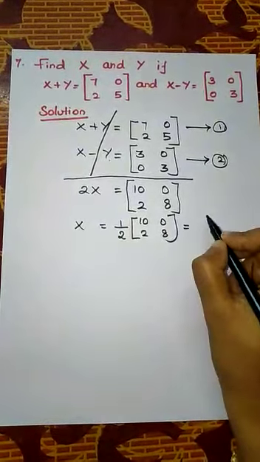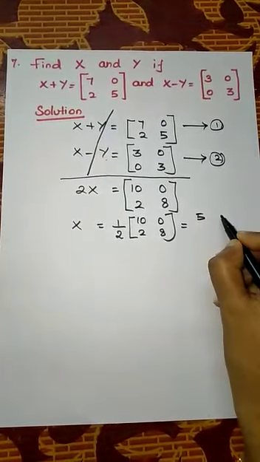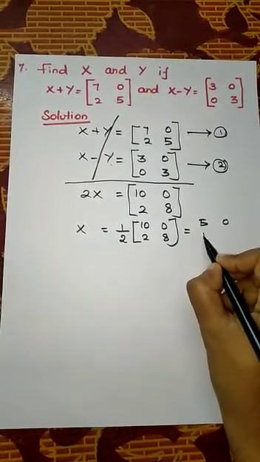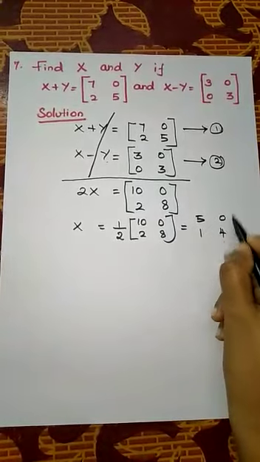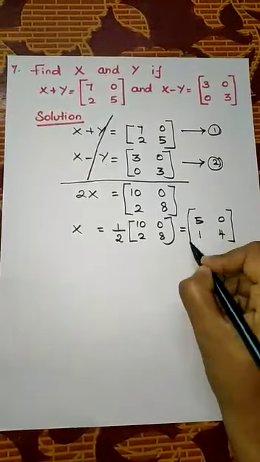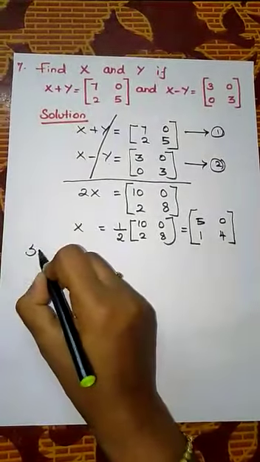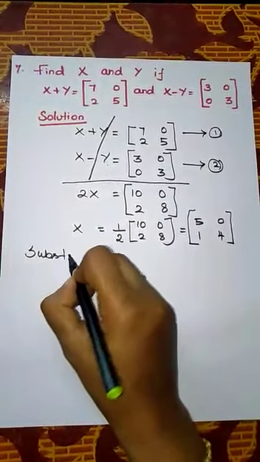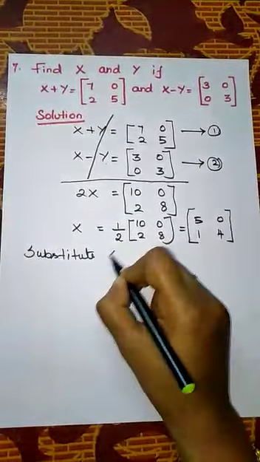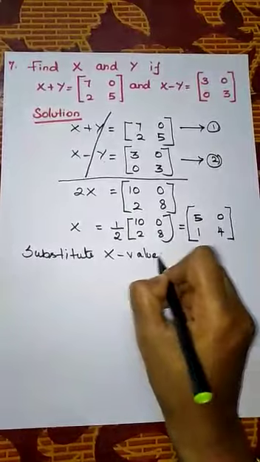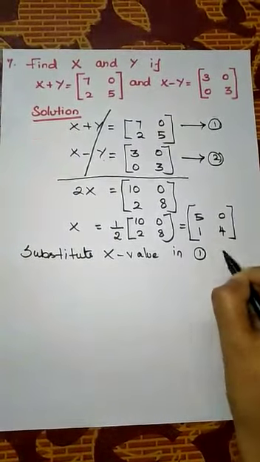So what is the answer? 10 by 2, 5. 0 by 2, 0. 2 by 2, 1. 8 by 2, 4. This is our x value. Now we need the y value, so substitute the x value in any one of the equations. Substitute the x value in the first equation.